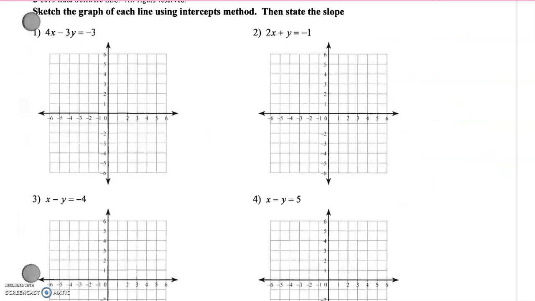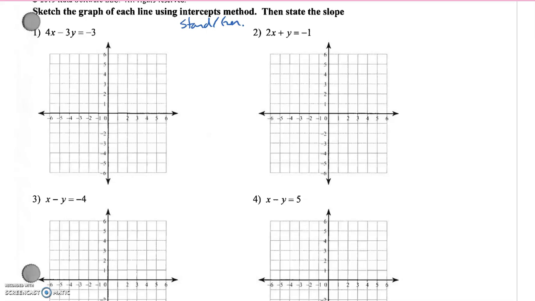Okay, so similar for this sheet that's also going to be in your OneNote. This one says sketch the graph using intercepts, and this means, well, you don't have to, but generally this means use the standard or the general form. I would like to use the standard form. I just find it easier. In fact, it's in standard form already for me, which makes things a little bit easier. And then you're supposed to state the slope.